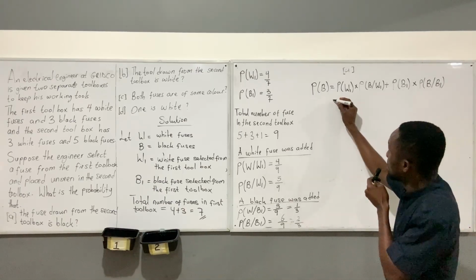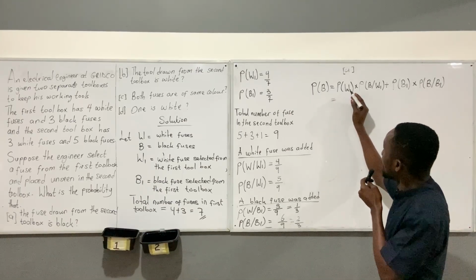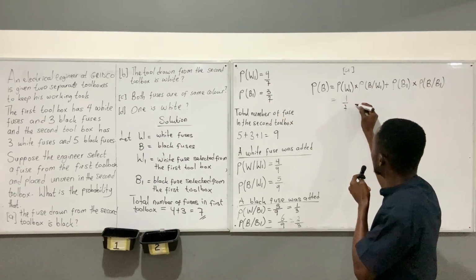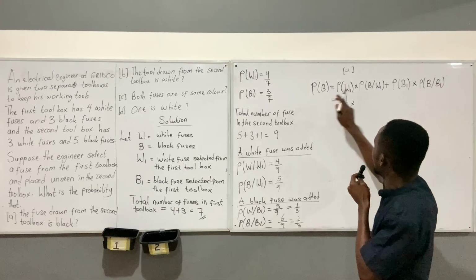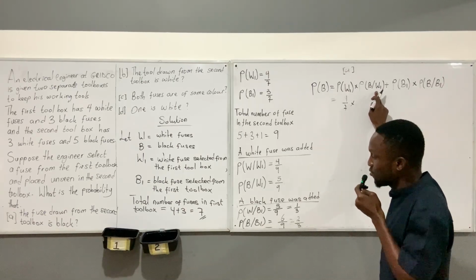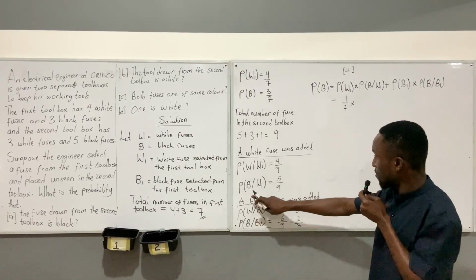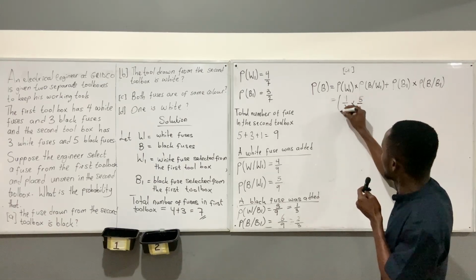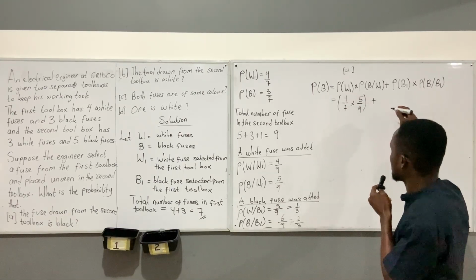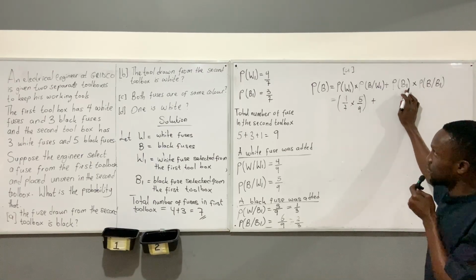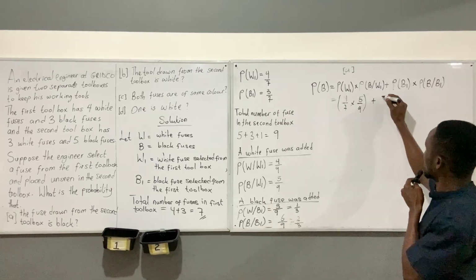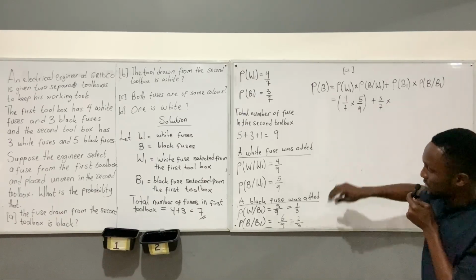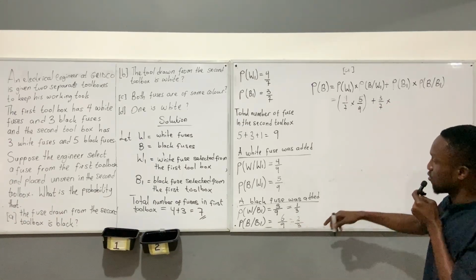So now let's solve. What do we have here? What's the probability of a white fuse? We had 4 out of 7, times the probability of a black fuse when a white fuse was added. Where is it? Here. We had 5 over 9. Okay. Then plus, what is the probability of a black fuse? That is 3 over 7, times the probability of a black fuse, assuming a black fuse was added. We come here. That is giving us 2 over 3.